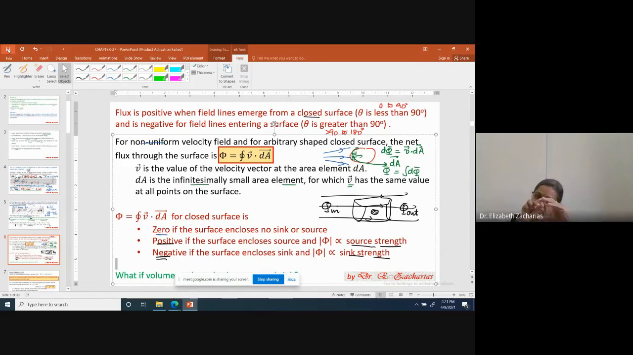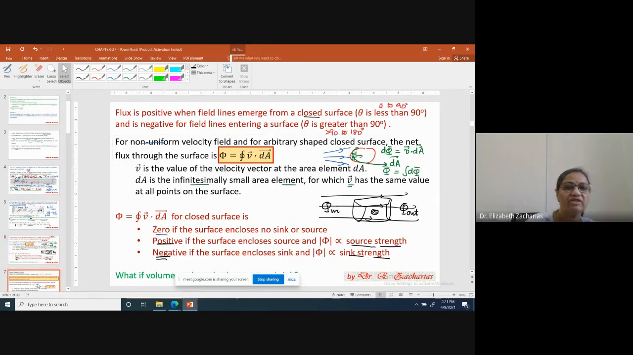Then what happens if there is a sink inside? If a sink is there, it gobbles up everything coming in. Therefore, the outward flow will be less than the inward flow. Therefore, the flux will be negative. You understood all these, guys?